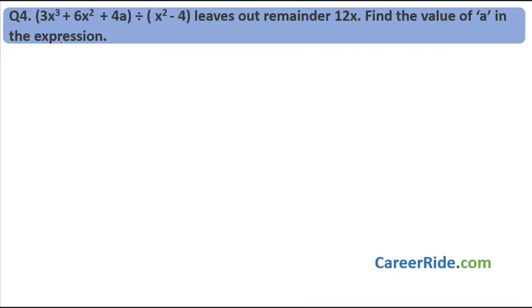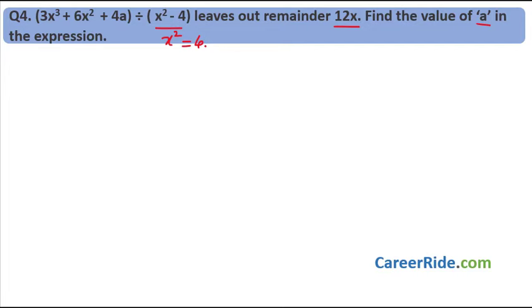Question number 4. 3x cube plus 6x square plus 4a divided by x square minus 4 leaves the remainder 12x. Find the value of a in the expression. So what is given to me here? It is x square minus 4. So my x square is equal to 4, and this is the value I am directly going to place in my expression.